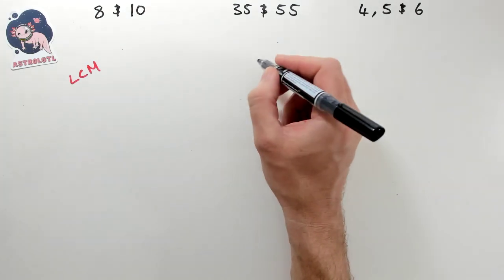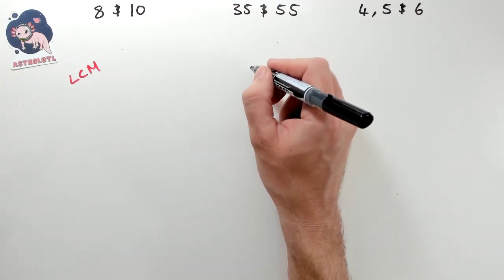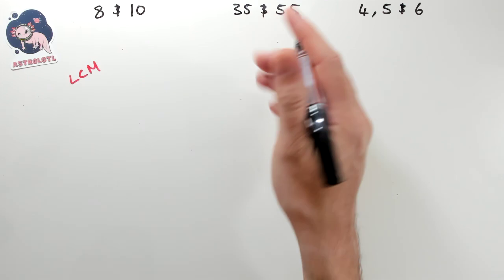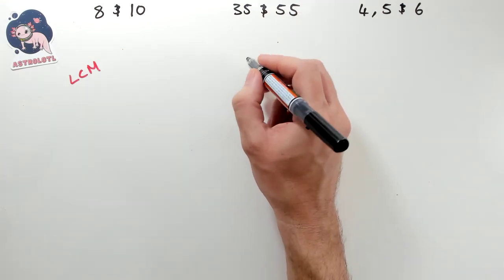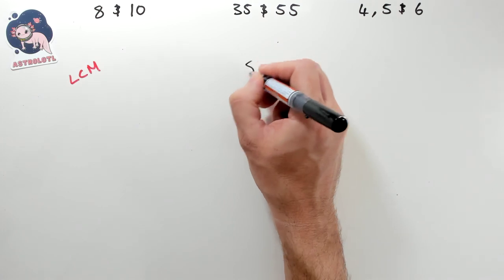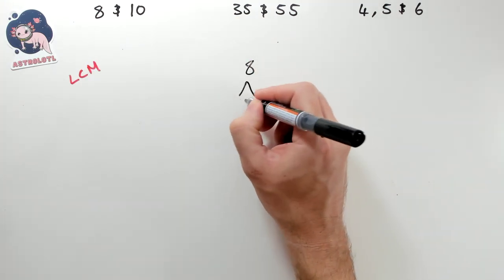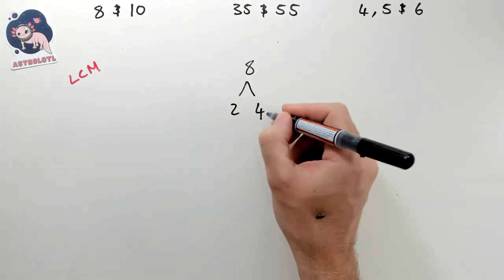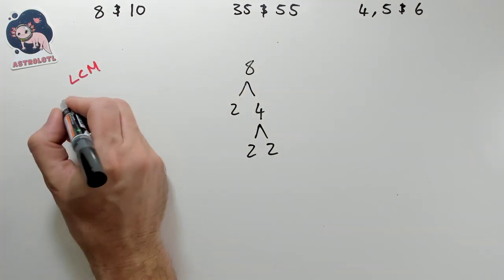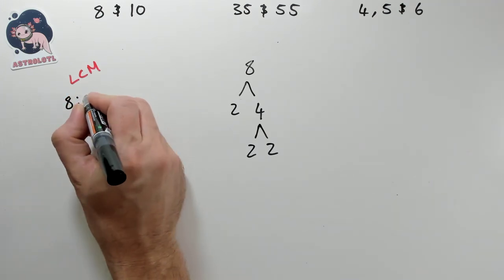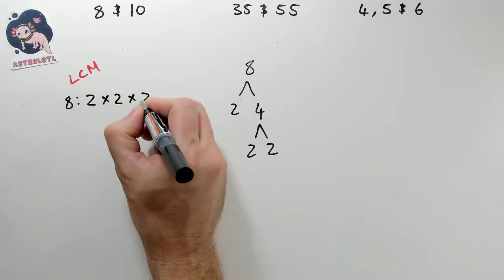Those are prime numbers. Any number can be written as the product of its prime factors. Anyway, I'm going to look at 8 first as an example. 8 can be 2 times 4, and then 4 is not a prime number, so we have 2 times 2. So 8 can be written as 2 times 2 times 2.